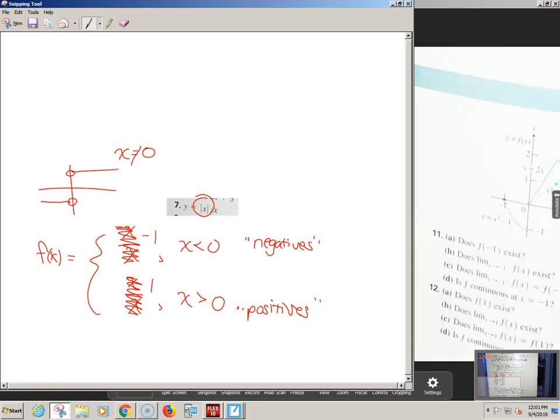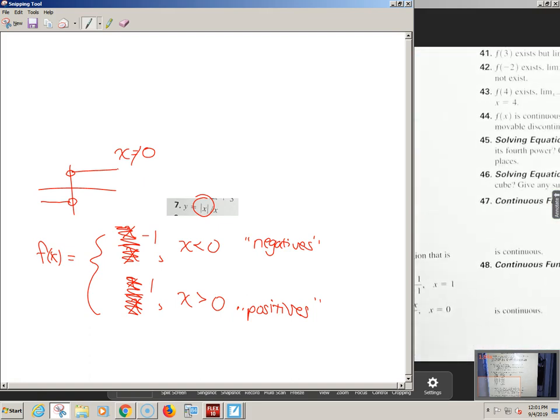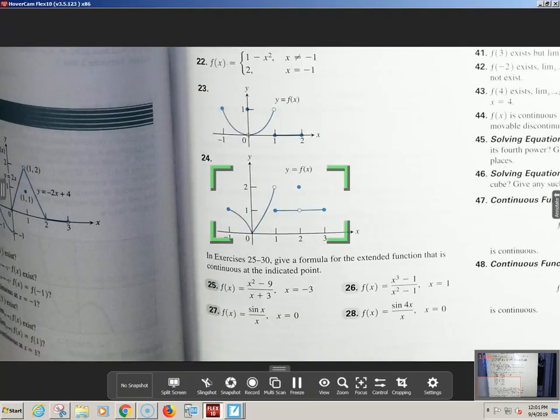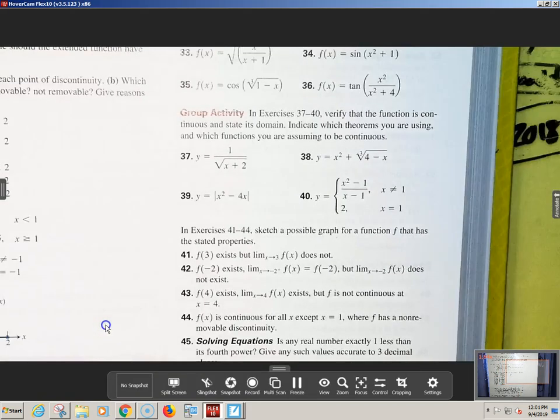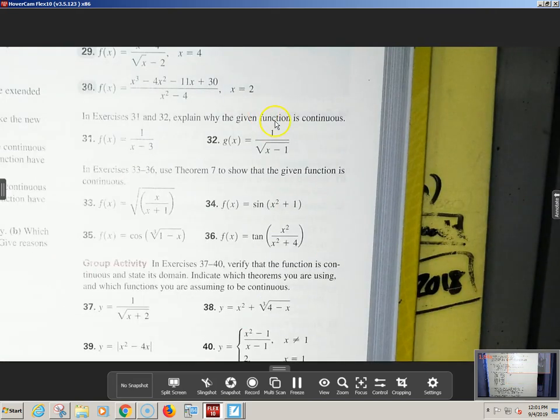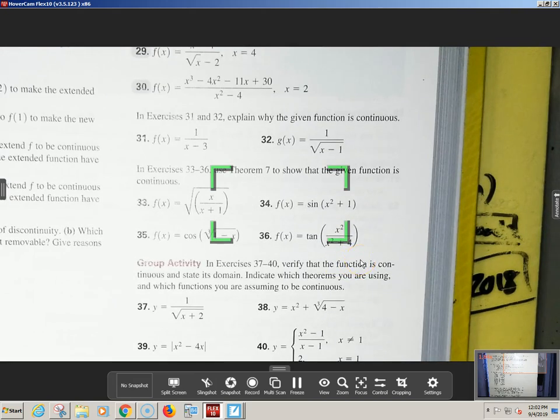31 is asking for you to explain why the function is continuous. And it gives us the function, oh, sorry, up here. 1 over x minus 3. Where is that function discontinuous? X equals 3. Mm-hmm. So, wait, it's wrong?